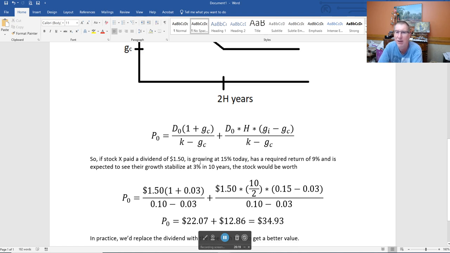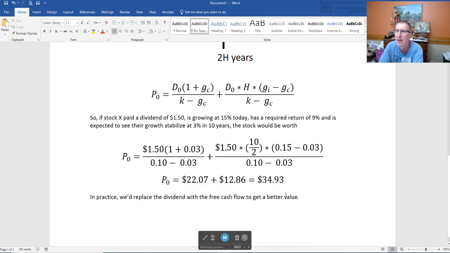If the dividend is $1.50, it's growing at 15% today, has a required return of 9%, and is expected to see their growth stabilize at 3% in 10 years. The stock would be worth $34.93. And I put the numbers in here just so you could see that. I'd encourage you to go ahead and walk through an example of that. Just make sure you're getting the same numbers. And you can see here is kind of the constant growth, and here is that growth premium for the next 10 years where the company would be growing faster, and that gives us a combined value of $34.93.